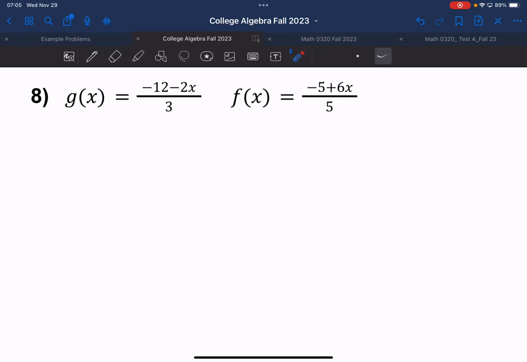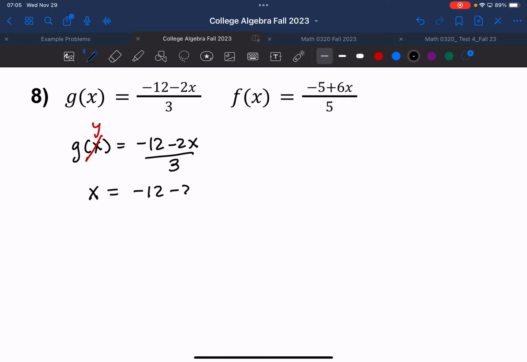Okay, so for number 8, we're going to do the same thing. We're starting off with that g of x function. So g of x is equal to negative 12 minus 2x over 3. Okay, we already know g of x is the same as writing y. And then if we're going to flip our x and y, I'm going to rewrite this as x is equal to negative 12 minus 2y over 3.